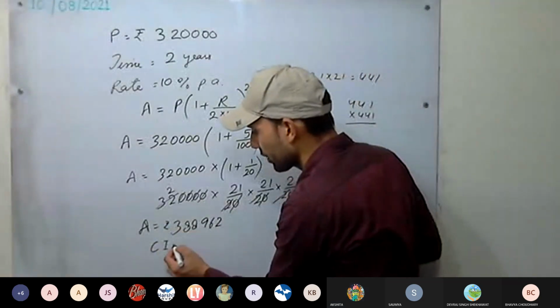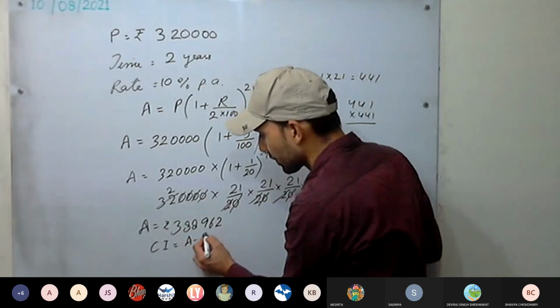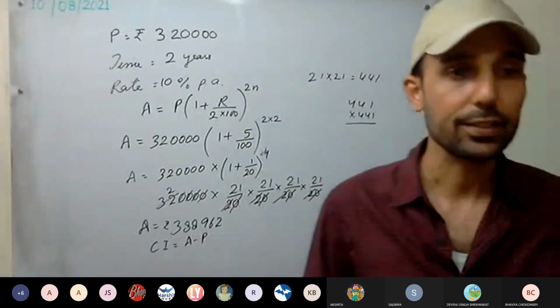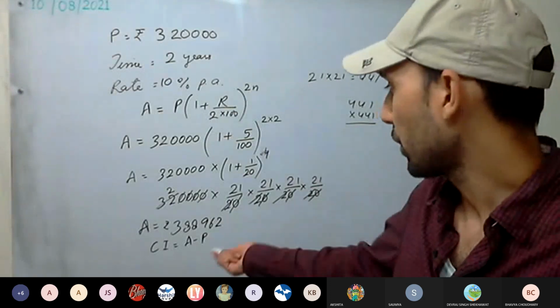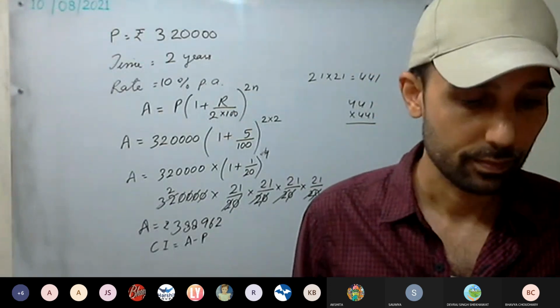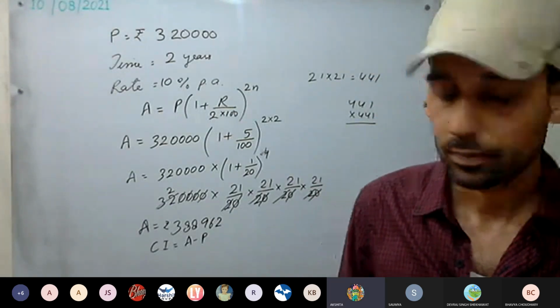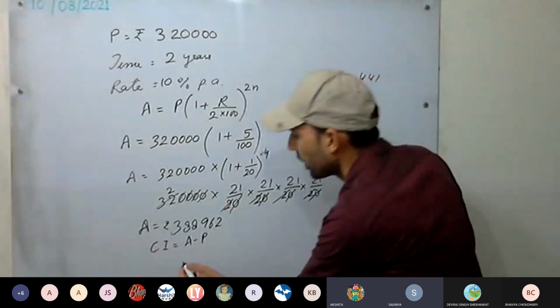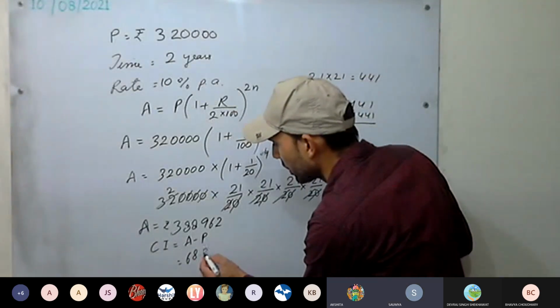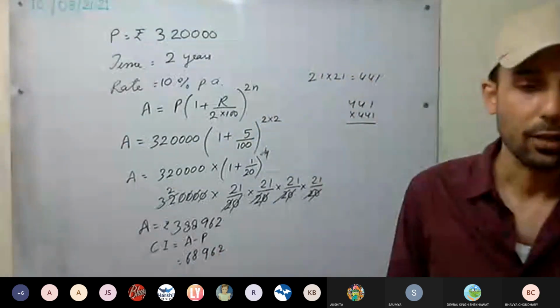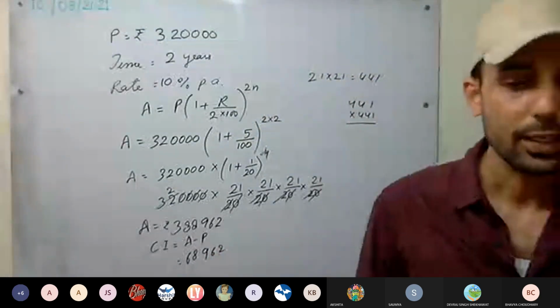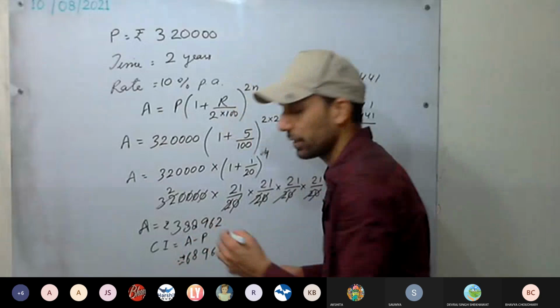Calculate the compound interest. Compound interest is amount minus principal. So 68,962. 68,962 rupees is the compound interest.